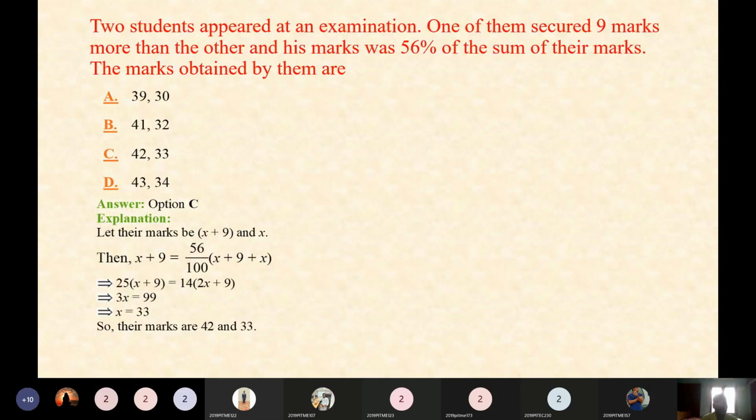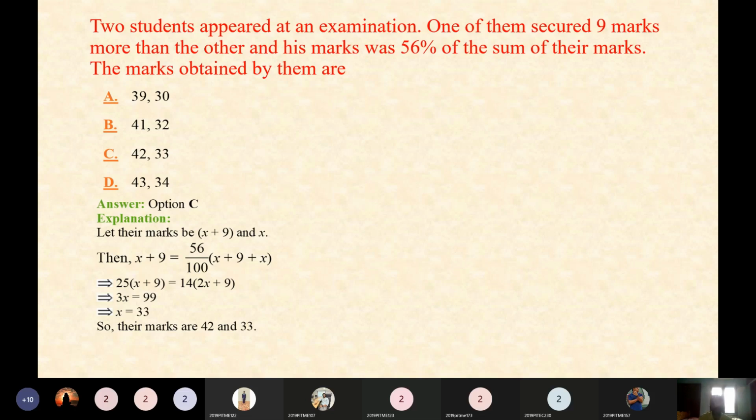So next one: two students appeared at an examination. One of them secured 9 marks more than the other, and his mark was 56% of the sum of their marks. The marks obtained by them are? Take X: one student got X marks, the other got X plus 9. His mark was 56% of the sum of their marks.